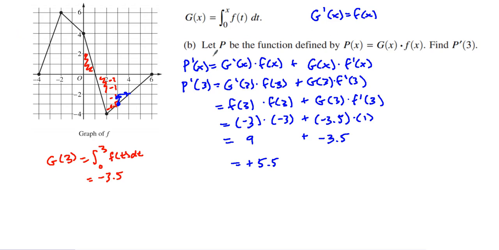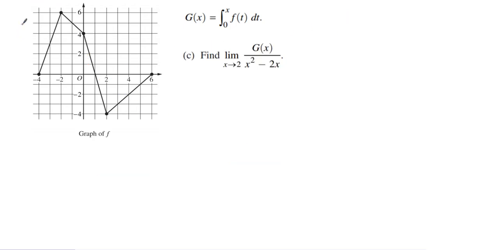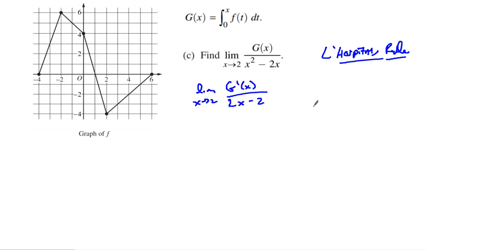Take the derivative, write everything out, and then you're just reasoning each piece of that problem. Now we got part C. Part C says find the limit as x approaches 2 of g of x over x squared minus 2x. And what you want to think right away is let's use L'Hopital's rule. We're going to take the derivative. So let's take the limit as x approaches 2 of g prime of x over 2x minus 2.